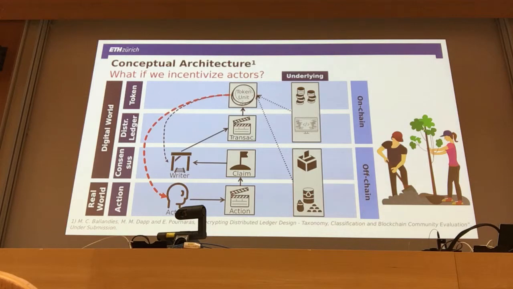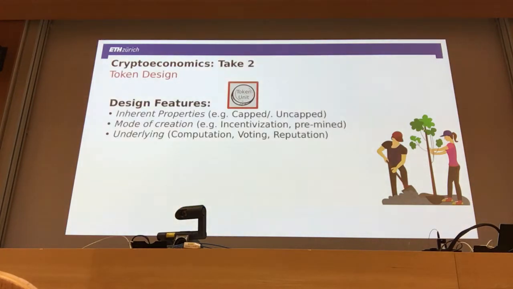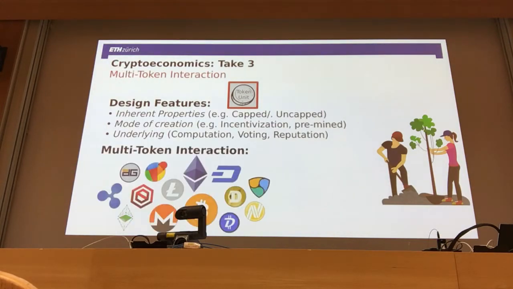Okay, this is the second take on crypto economics, because why should the actor do this work? And here comes everything about crypto economics: basically designing the token in a way that users actually want to have it. And in our architecture, we say tokens have inherent properties: they can be capped or uncapped. We have the mode of creation: how do they get created? Through incentivizing an action, or maybe they're pre-mined, all existing beforehand. And what actually gives value to these tokens. And then one can go one step further and say, maybe we have a project where we have several tokens inside, and what are the interactions between several tokens? And this would be the third take on crypto economics.